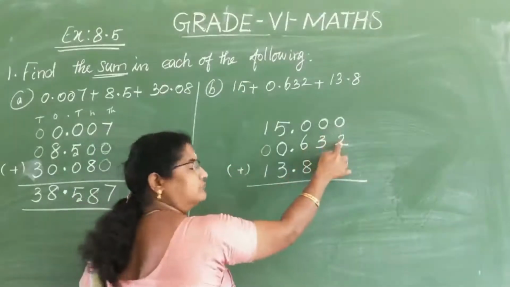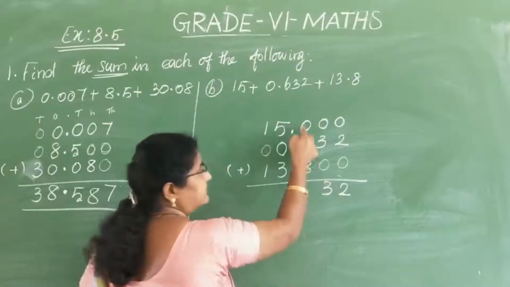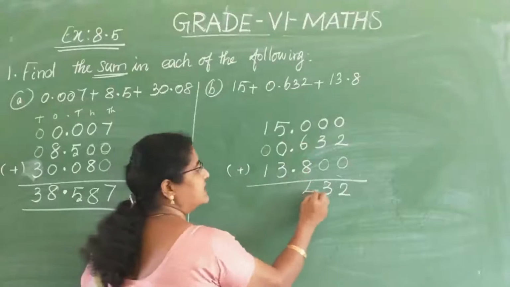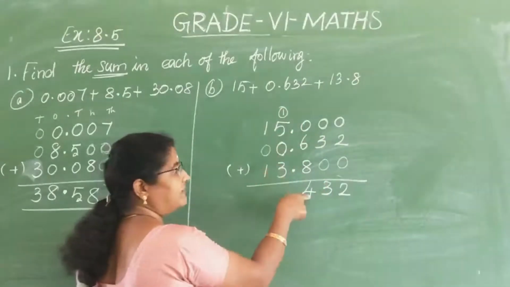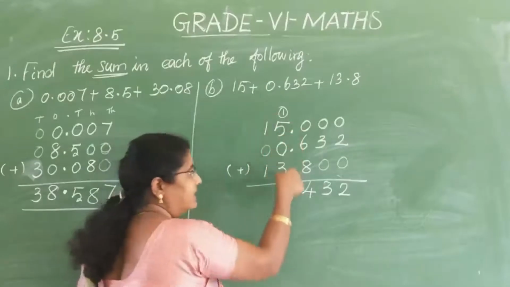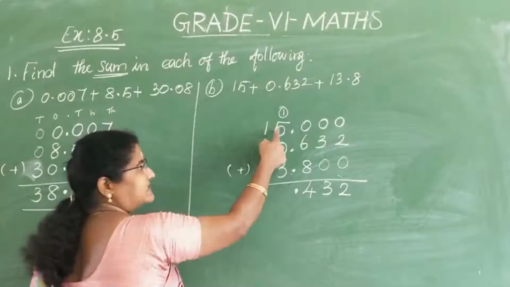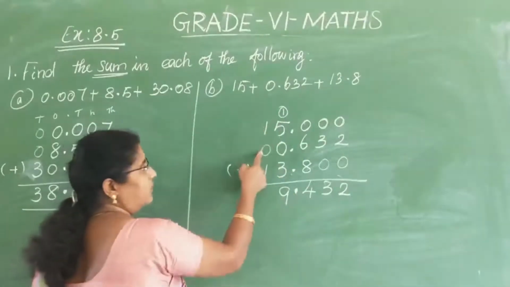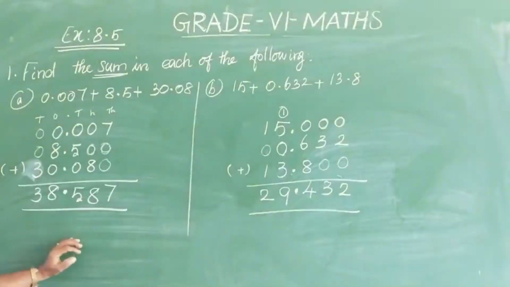0 plus 2, 2. 2 plus 0, here 3. This 6, 6 plus 8, 14. Carry over. Okay, 14, 4 is here, carry over 1, then before that, the point. Next we add, 1 plus 5, 6, 6, 9. Now 1, 2. Answer is 29.432. Understand?